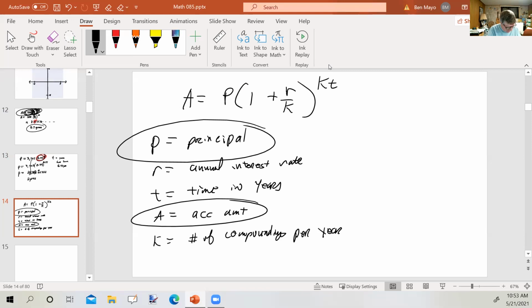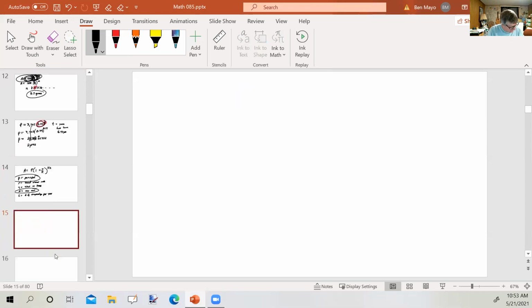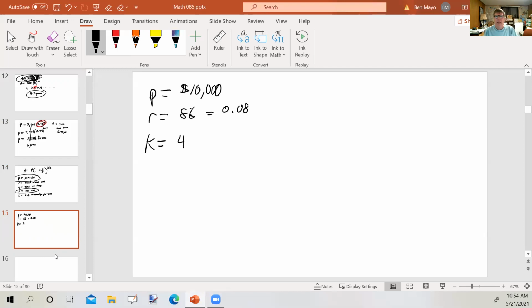Okay, so let's take this formula and apply it to some examples. All right, this one says compound interest, an initial deposit of $10,000. So the initial deposit, the principal, is $10,000, earns 8% interest. So R is 8%, which we're going to convert into a non-percent number, so a decimal number. Compounded quarterly, so K is 4. Annually, K would be 1. Semi-annually, 2. Quarterly, 4. Monthly, 12. Daily, 365, etc., etc.